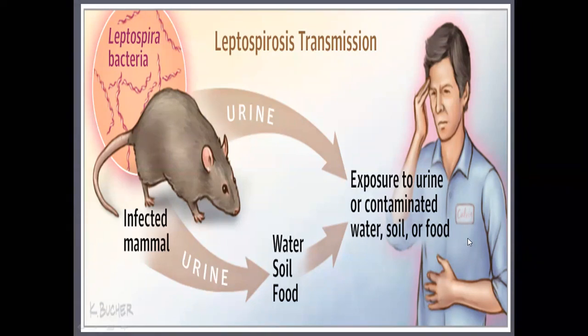Once you are exposed to the sources, the rodents, large animals, or a contaminated environment like water or contaminated food material, and you have some injury, you can get infected. For example, if you are swimming in a swimming pool and the water has been contaminated with the urine of a leptospiral organism, you can get infection.